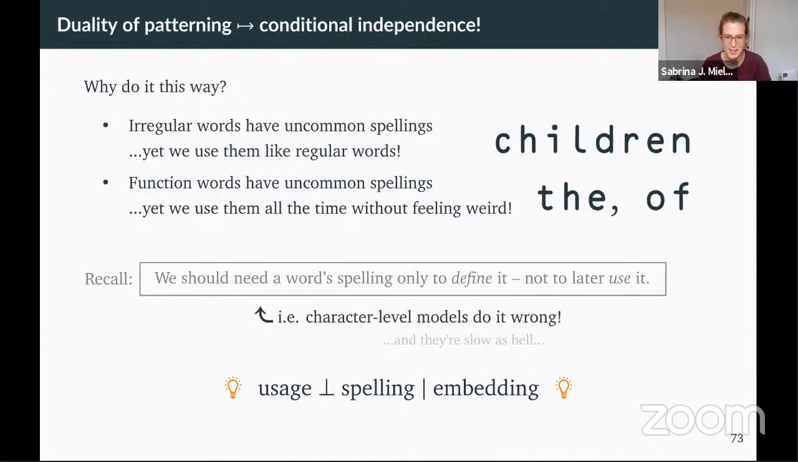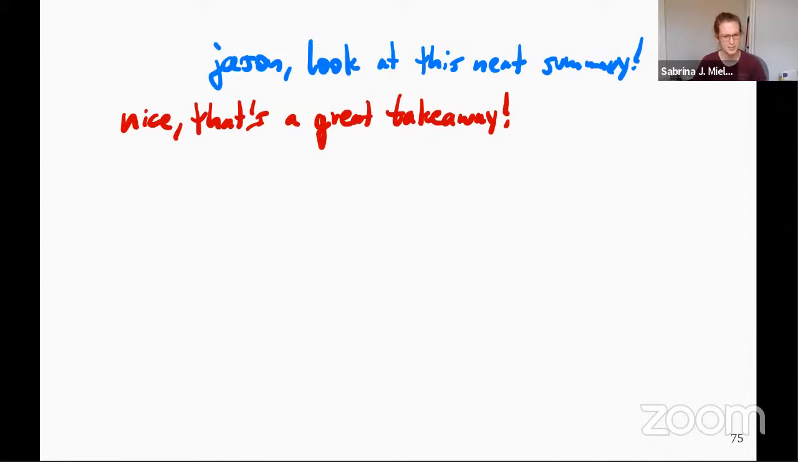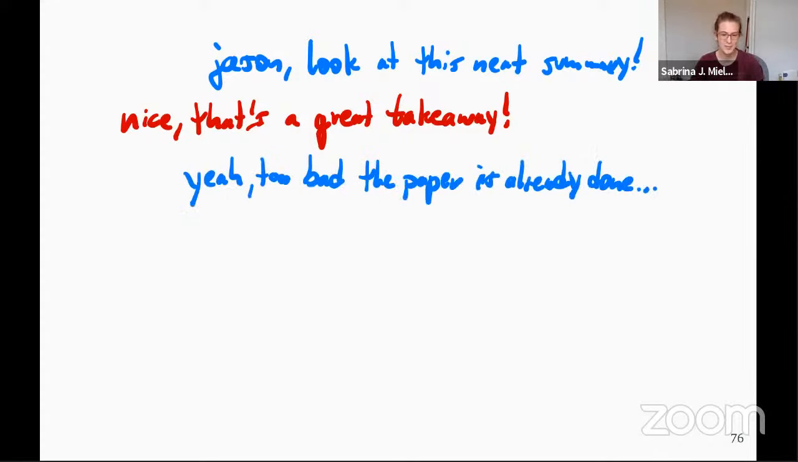Fun fact about these little light bulby things, we had written the paper and I was so done with it. This was rejected two times already, and it finally got in somewhere, and I was like, let's just get this done with. But when I made the slides, I came up with these little light bulb statements and was like, they're kind of cute. And I was like, Jason, look at this little summary I made. Look at these light bulb statements. It's like, nice, yeah, that's a great takeaway. And it's like, I know, right? But, you know, the paper's already done, so we can't go back and edit it, right? We've already decided to ship it.